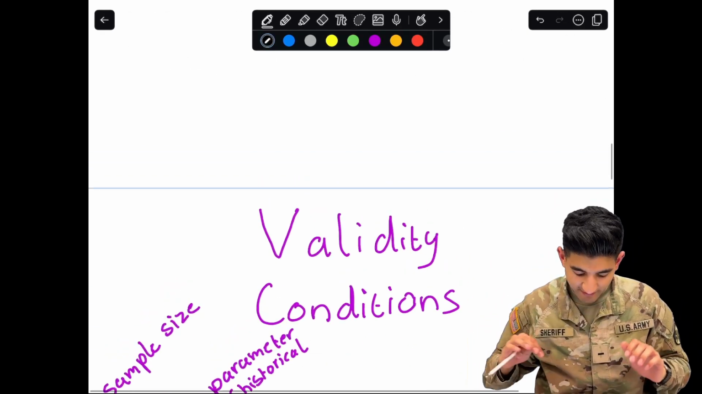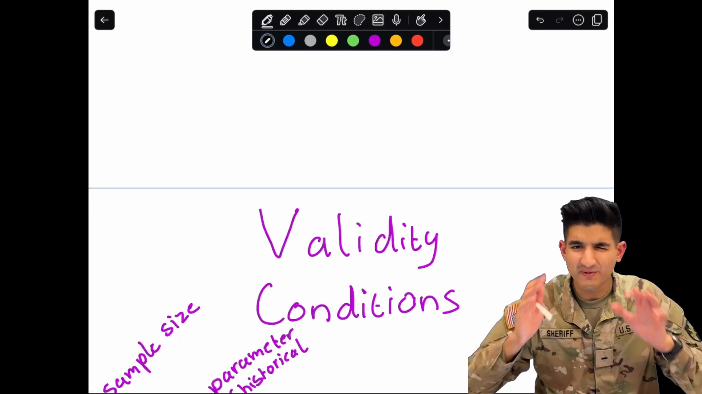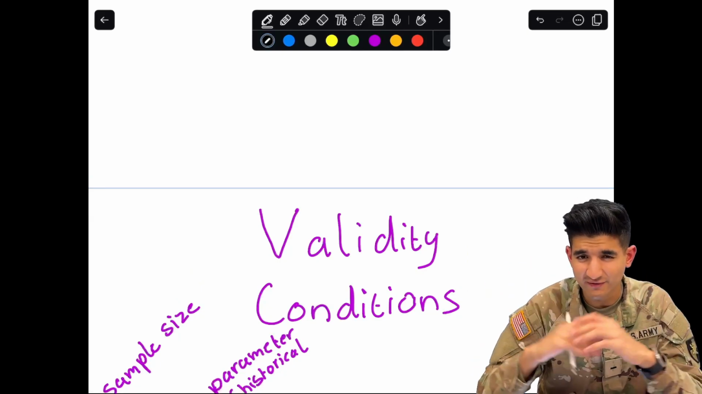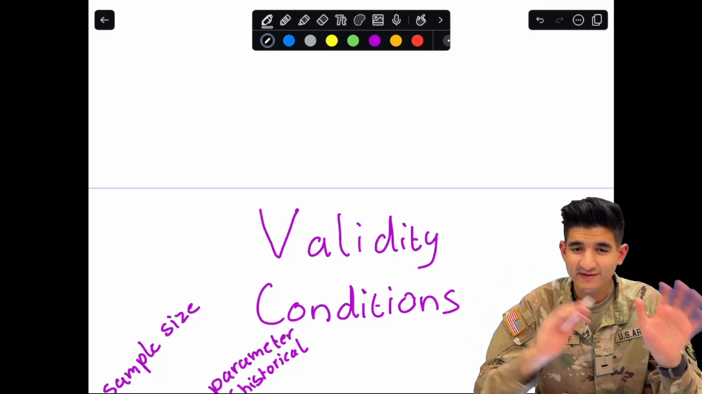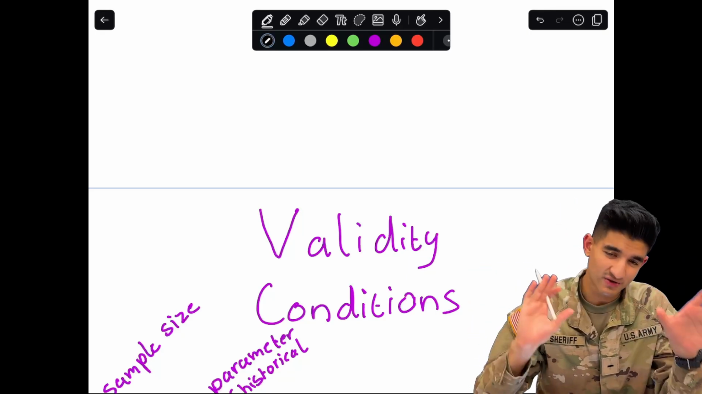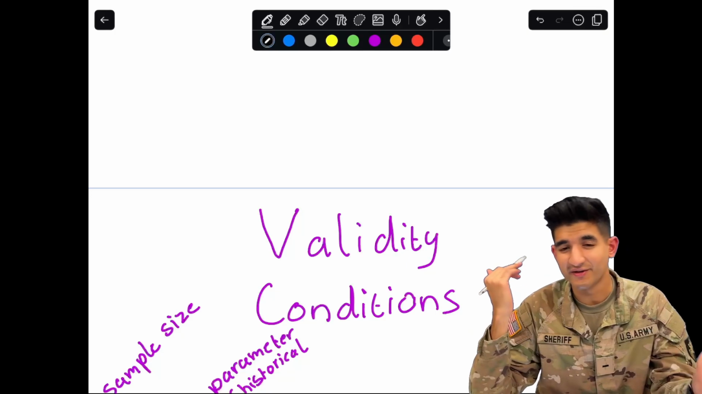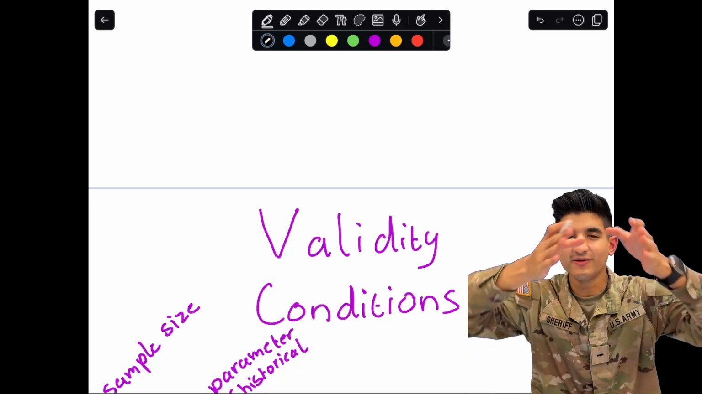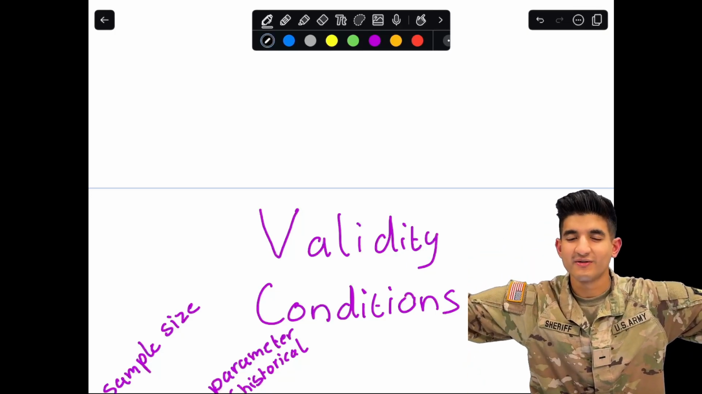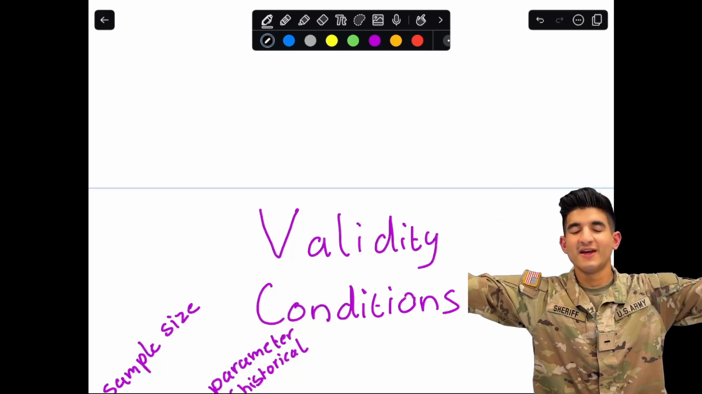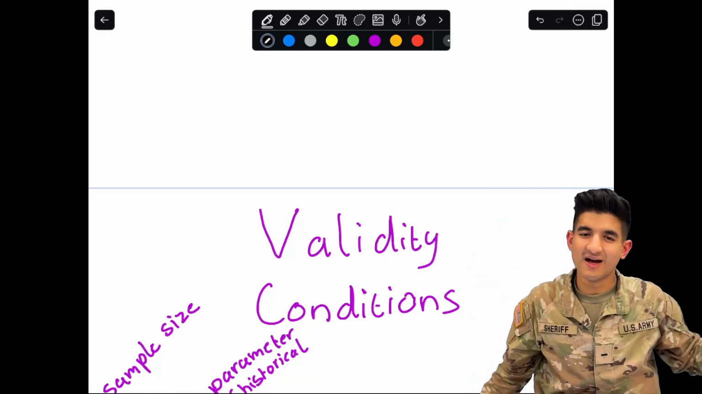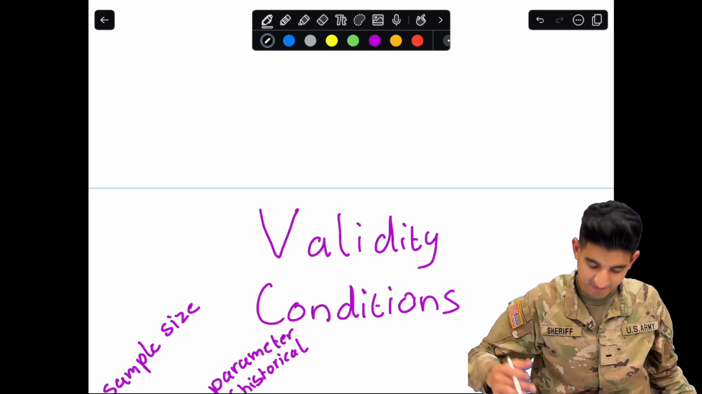So now we're going to do something called validity conditions. You might be wondering, why do we need to do validity conditions? Basically, if it passes these validity conditions, I'll show you what they are later, we can perform something called the z-test, which allows us to use the normal distribution to do all our predicting. The normal distribution is that nice bell curve. Having it makes things a lot easier, so let's just go with it.